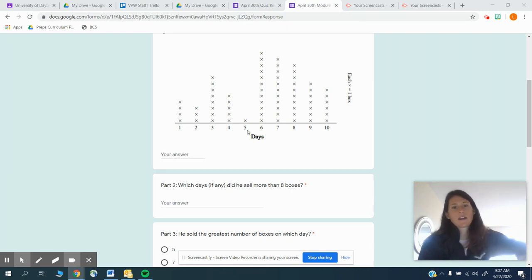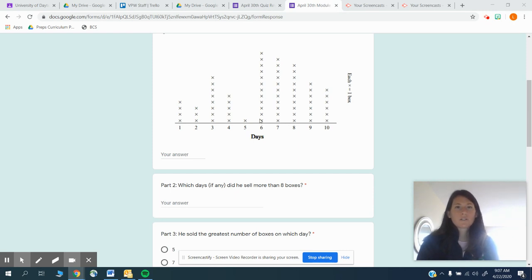I know it's probably not going to be 5. That's going to be less than. 4, that's going to be less than. I'm looking for things that are more than. So number 3, let's look at day 3. 1, 2, 3, 4, 5, 6, 7, 8. Well, it needs to be more than 8. So it needs to be greater than 8, so it can't be day 3. So your answers here were actually 6, 7, and 8.